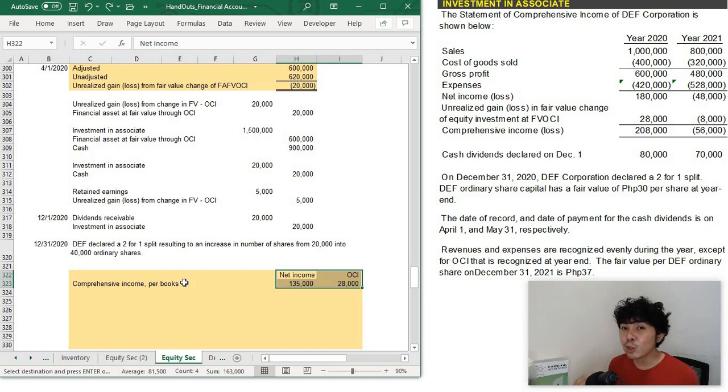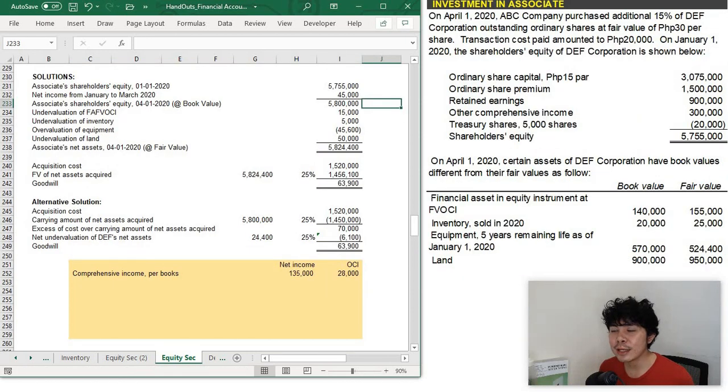Pero, syempre, sa point of view natin, hindi natin ginamit yung book value ni associate, di ba? Sa point of view natin, ang kino-consider natin na net asset ni associate is yung kanyang fair value at the date we obtain significant influence. So, ibig sabihin, sa point of view natin, ang net income at OCI dapat ni associate is based doon sa changes ng net assets ni associate based doon sa fair value ng kanyang net assets at the date we obtained significant influence. So, kaya ngayon, kukumpute natin yung net income and OCI ni associate based sa ating point of view.